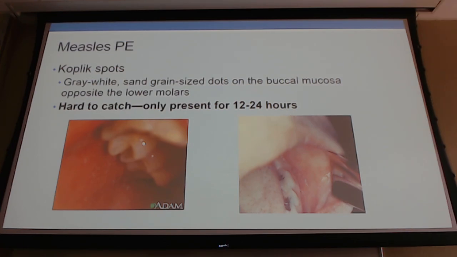If you catch that right opposite the molar, you know it's measles, it could be nothing else. No virus does this isolated necrosis right opposite that back molar. Nothing else does that. It can be nothing else besides measles if you see that. If you miss it, it doesn't mean it's not measles, it just means you didn't catch it in that 12 to 24 hour period.